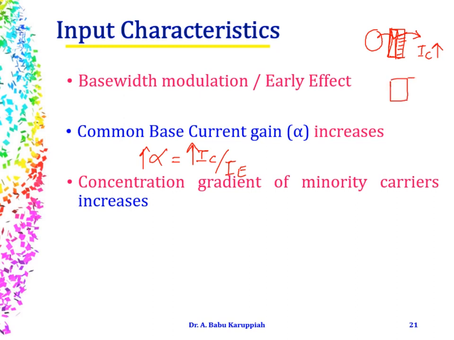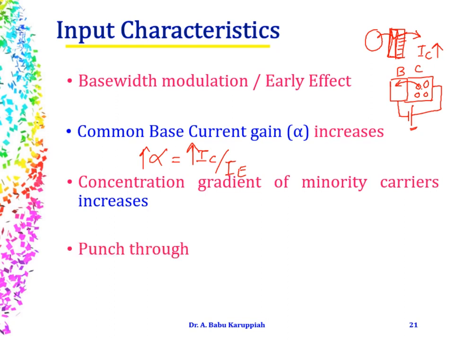We know that when a reverse bias is given to the collector base terminals, this reverse bias becomes a forward bias to the holes, or rather the minority carriers, that are present in the collector. As a result, because of this collector base voltage, these holes are pushed towards the base region, and the concentration gradient of minority carriers will increase. So this is the second consequence.